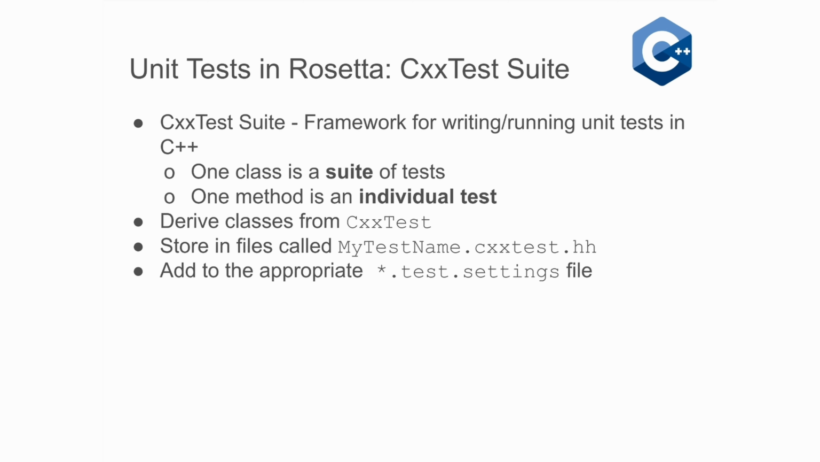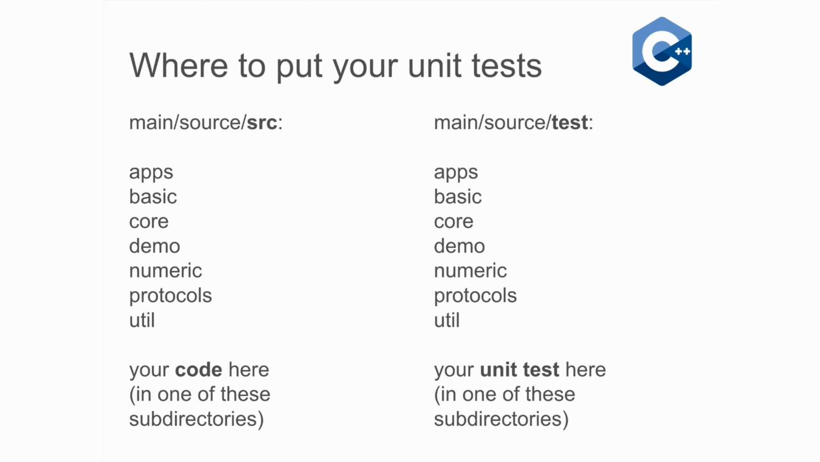So essentially you're going to derive a class. This is for if you're programming in C++ Rosetta. We'll talk about how to write unit tests for PyRosetta in a moment. You're going to derive a class from the CxxTest. You'll store those in your test name .cxxtest.hh. And then you'll need to add that file, like you did in the other labs, to a settings file so it knows to compile that.